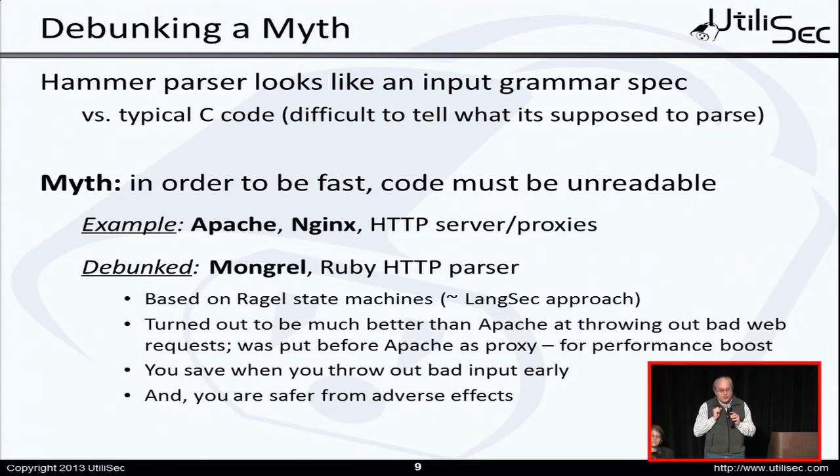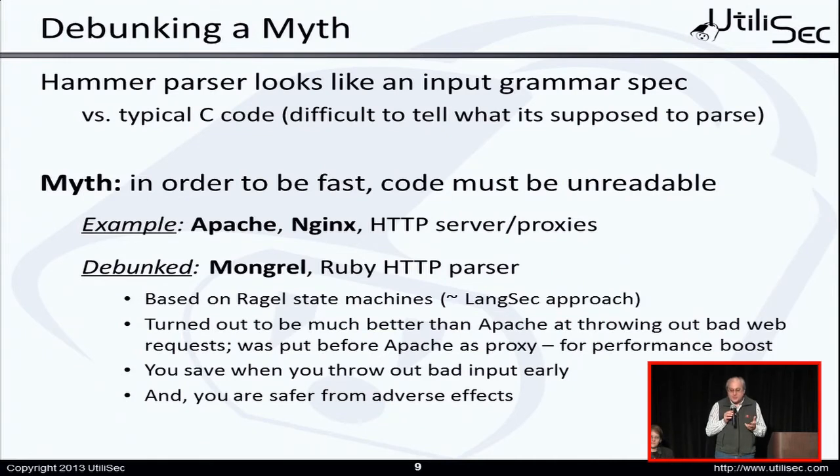You spend a lot more time dealing with input that you should have discarded already, burning those cycles unnecessarily. So an HTTP parser proxy, Mongrel, which was built using the state machine system Ragel, was actually put in front of the Apache parser as a performance improvement, because it would get to the bottom of a faulty request and drop it, whereas Apache would still continue running it through its bowels.